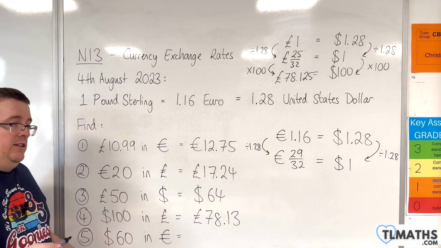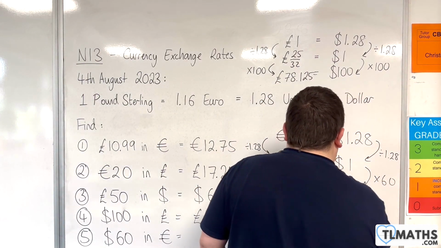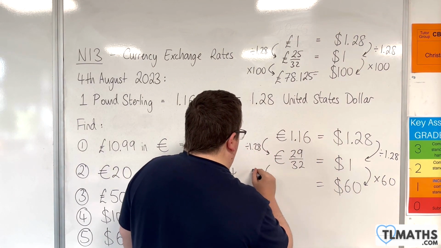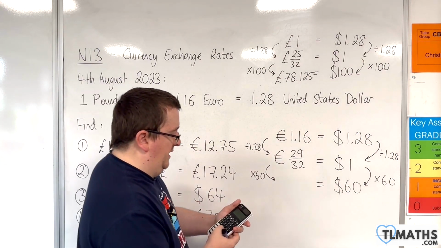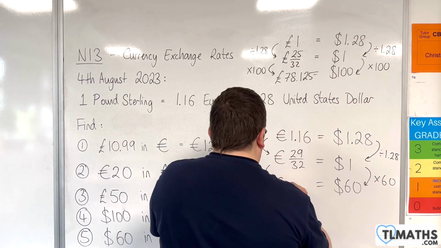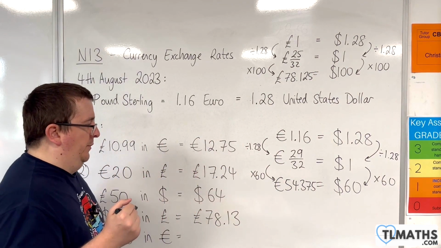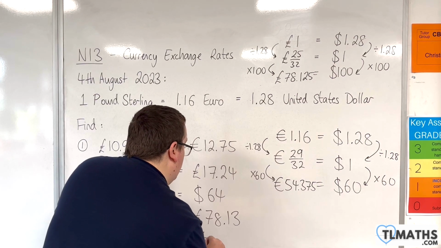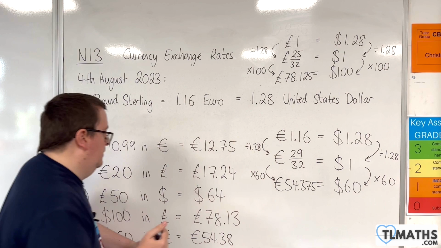I want $60. So I need to multiply the right-hand side by 60, so I'm going to do precisely the same to the left-hand side. Times by 60, my calculator is giving me 435 over 8, which is 54.375 euros. So I want to round that to 2 decimal places, and we get 54.38 euros.